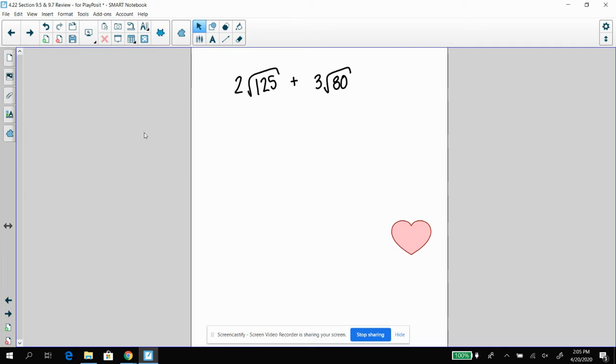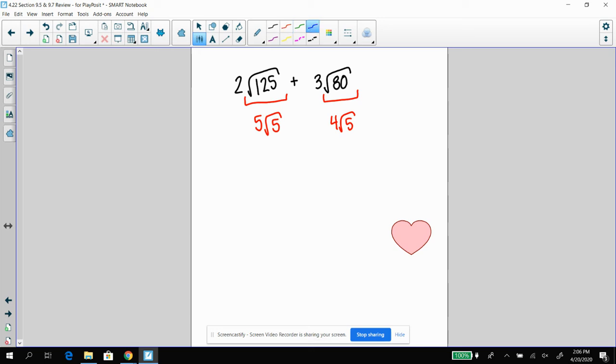Shoot. Well, these aren't like terms, so we can't add them. Or are they? So for this problem, you have to simplify both the square root of 125 and the square root of 80 first. So go ahead and do that. All right, we're back. If you did the simplified form of the square root of 125, you should have gotten 5 root 5. And then over here, the square root of 80, you should have gotten 4 root 5.